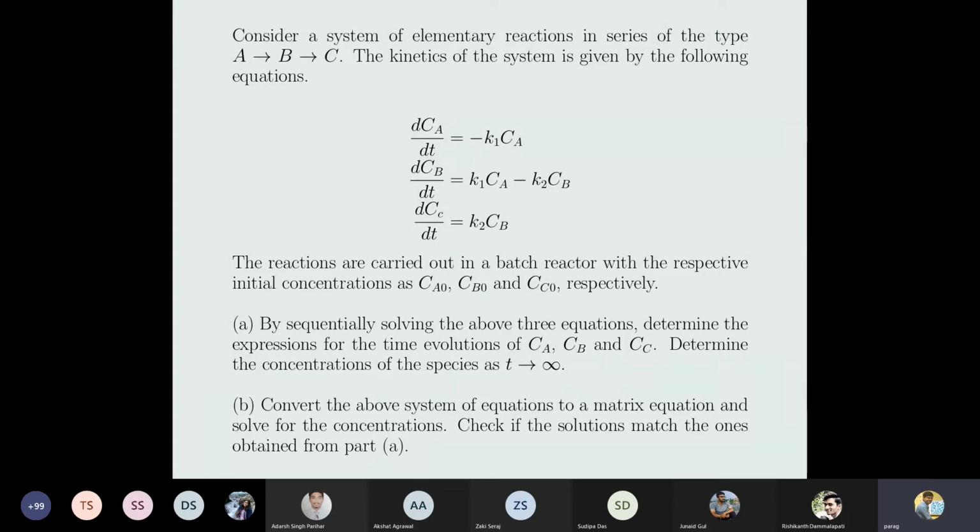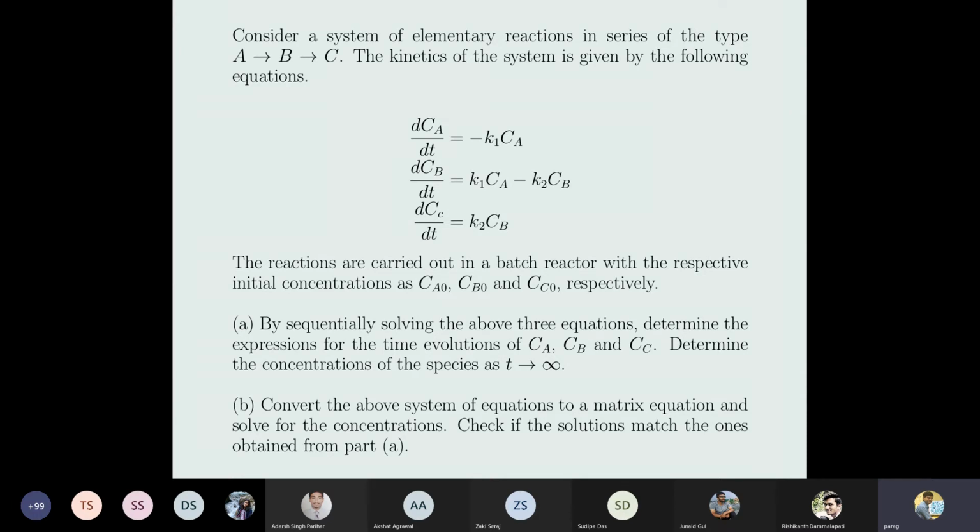Batch reactor means it's a vessel in which you dump all of your reactants, you close the vessel, and then let the reaction happen for a certain amount of time. That's called the batch time. And when that particular time is over, you stop the reactor, and take the reactants and the products out. So this is how batch reaction is carried out, with the respective initial concentrations as Ca0, Cb0, Cc0.